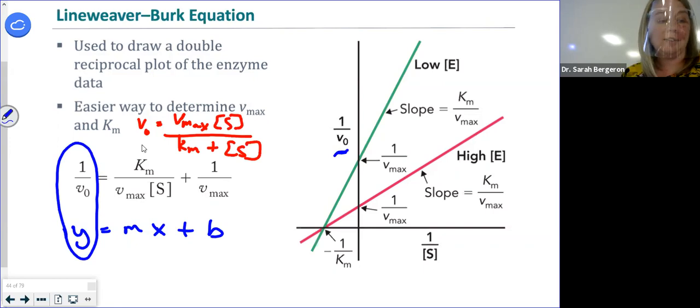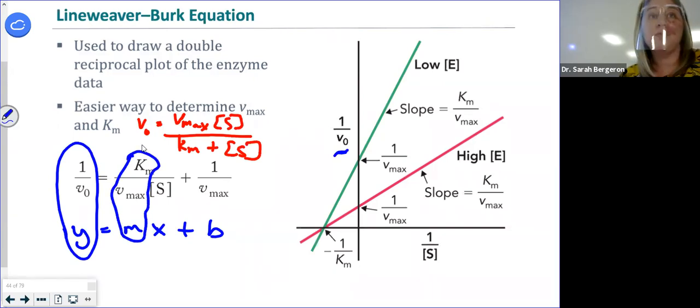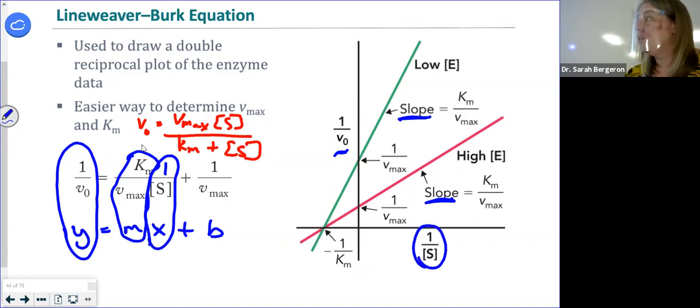So if I look at x, what is x? The slope m is going to be my Km over my Vmax. When we talk about a line, m is really what? The slope. So I've taken the graphed data from the previous page and we've turned it into what's called the Lineweaver-Burk plot because we linearized it. Okay, so what does that make x? It's really 1 over substrate concentration, right? So there's 1 over substrate concentration. What is b?